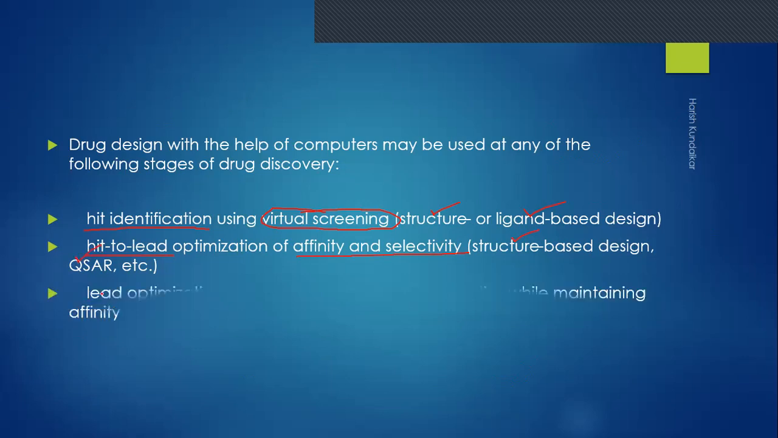And then एक बार lead discover हो गया, तो then we can use computational softwares for lead optimization. ठीक है. So lead optimization में we optimize the other pharmaceutical properties while maintaining the affinity constant, or maybe while increasing the affinity, but the affinity should not get reduced. So that is what is lead optimization. So we have all those three steps: hit identification, hit to lead optimization, and lead optimization. In all of these steps computers can be used.